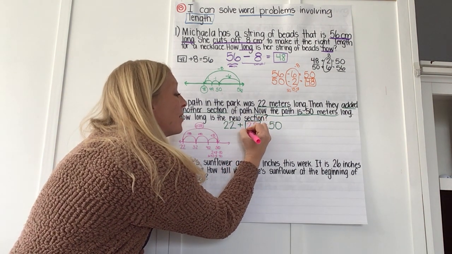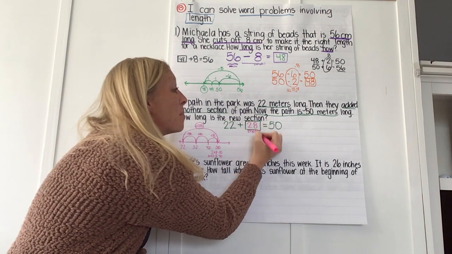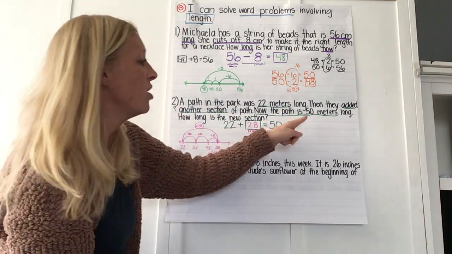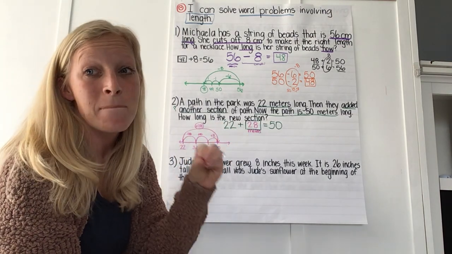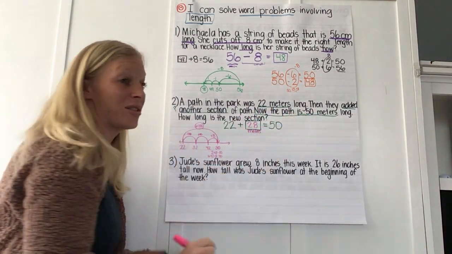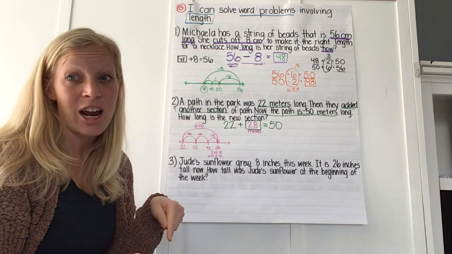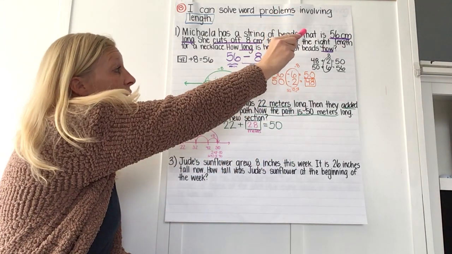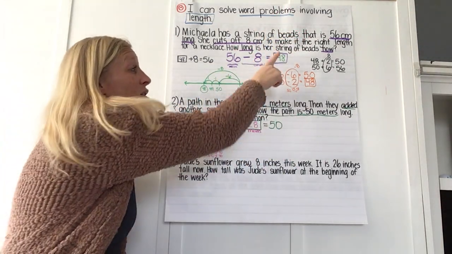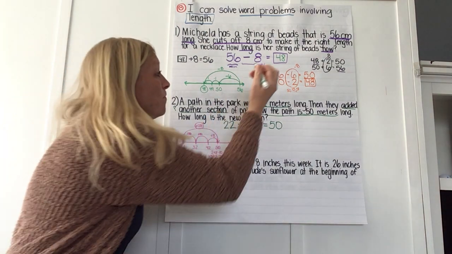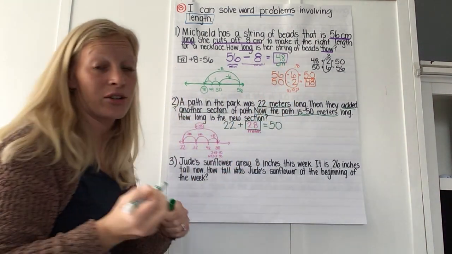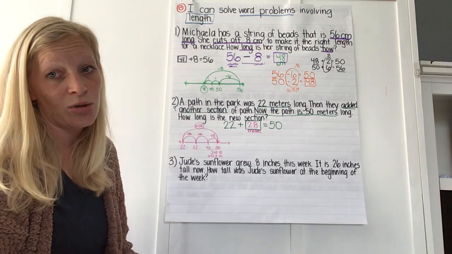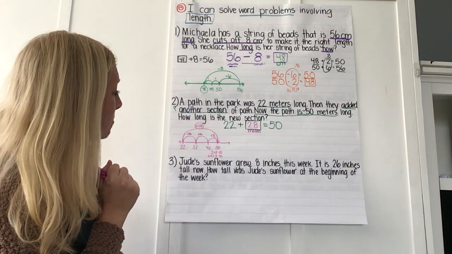28 what? Meters long, right? It was 22 meters long. Then it was 50. We have to add 28 meters. Meters, meters, meters. That standard unit did not change when we were adding it. Even going back here, was 56 centimeters, took away 8 centimeters. So how many centimeters was left? 48 centimeters. Our unit of measure is not going to change when we're adding and subtracting. We have to keep that the same.